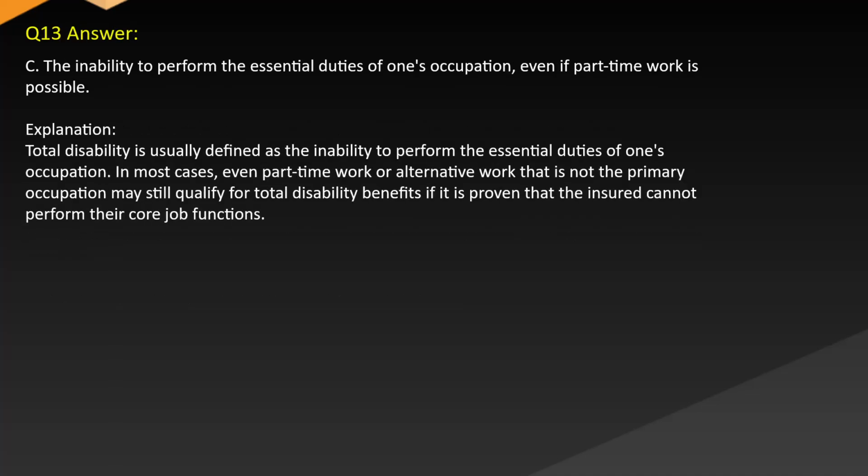Answer: C. The inability to perform the essential duties of one's occupation even if part-time work is possible. Explanation: Total disability is usually defined as the inability to perform the essential duties of one's occupation. In most cases, even part-time work or alternative work that is not the primary occupation may still qualify for total disability benefits if it is proven that the insured cannot perform their core job functions.